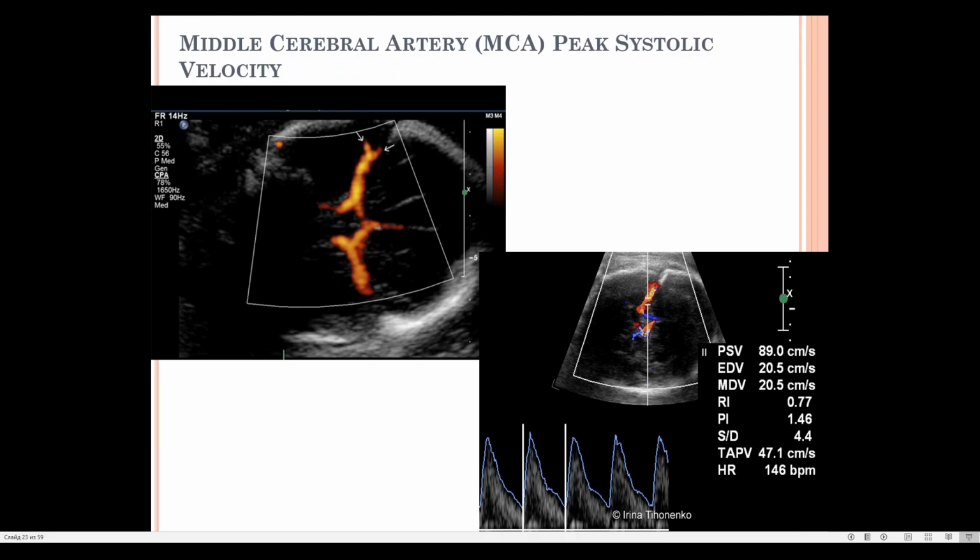And here in the pictures you can see results of middle cerebral artery peak systolic velocity. It's a Doppler velocimetry. In the upper left picture, you can see the visualization of the middle cerebral artery with measurement of peak systolic velocity in it. Below you can see criteria. And the highest is PSV, it's a peak systolic velocity.